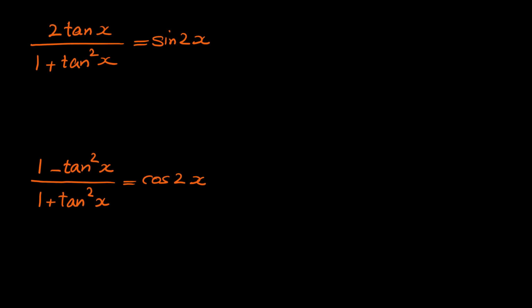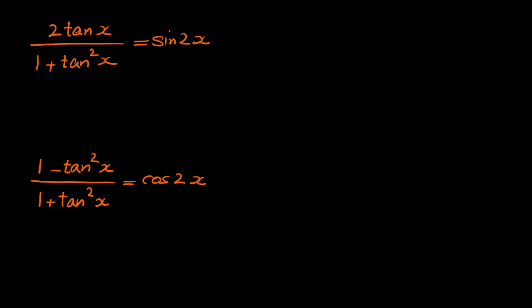Look at these examples. 2 tangent x over 1 plus tangent to the 2 x is sine of 2x. 1 minus tangent to the 2 over 1 plus tangent to the 2 is cosine of 2x. As we can see, these two identities that we want to prove are really similar. One of them is for sine, the other is for cosine. Later, if you take a calculus course, you will see that we have a substitution, which is famous as the Weierstrass substitution. Weierstrass was a mathematician. And these identities are useful for the Weierstrass substitution. But that's another story. Focus on this.